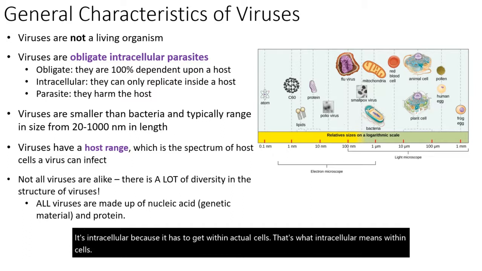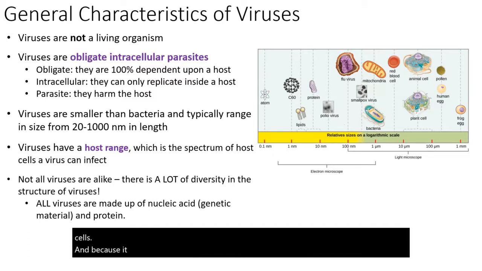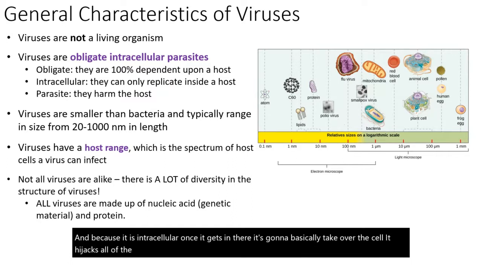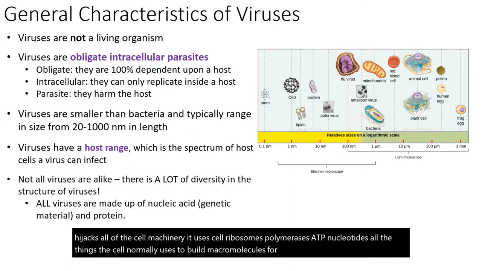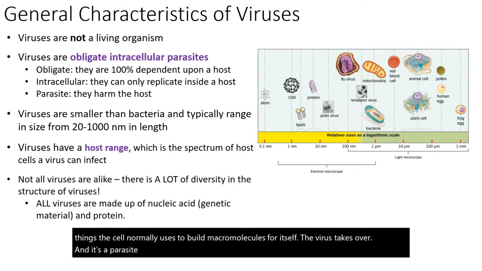And because it is intracellular, once it gets in there, it's going to basically take over the cell. It hijacks all of the cell machinery. It uses cell ribosomes, polymerases, ATP, nucleotides, all the things the cell normally uses to build macromolecules for itself, the virus takes over. And it's a parasite because the host is harmed while the virus technically benefits.